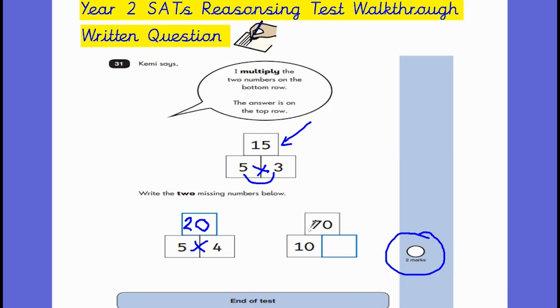But this one is giving you the answer, but they're missing this number. So what do you multiply by 10 to get 70? They could also do 70 divided by 10, which would give them the answer. 7 times 10 equals 70. So 7 is the missing number.